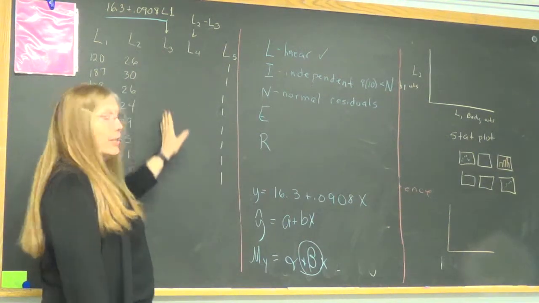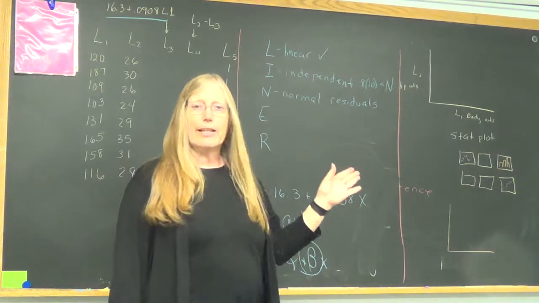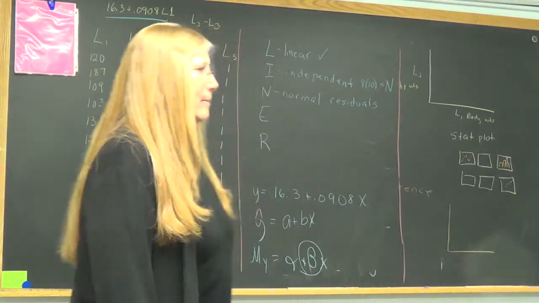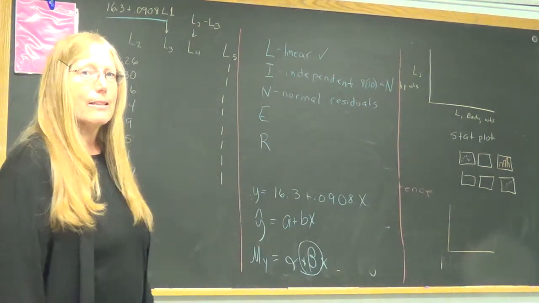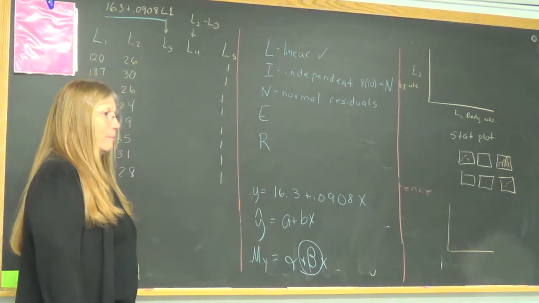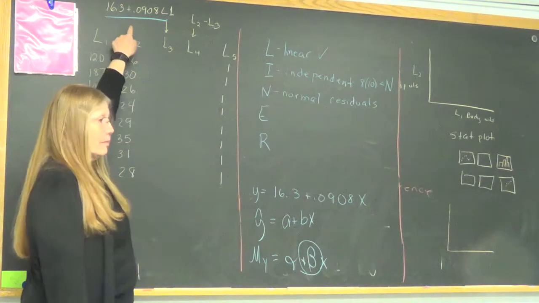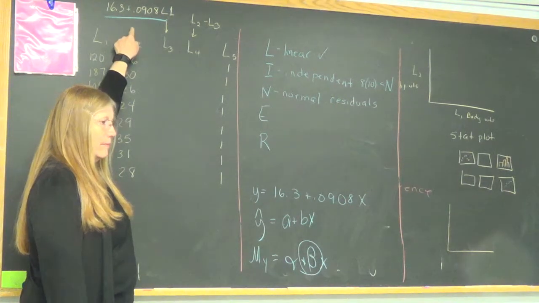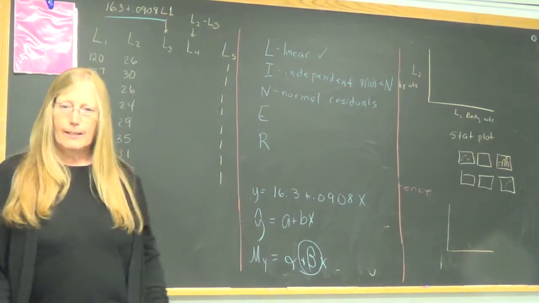And did that fill in your column? Yeah. All right, is everyone getting the same numbers? Okay, go to the top of L3, where it says L3, and just type it in and hit enter. Type what in? The equation. For L3, you're going to type in 16.3 plus 0.0908 times L1. Daniel, is your first number 27.196?